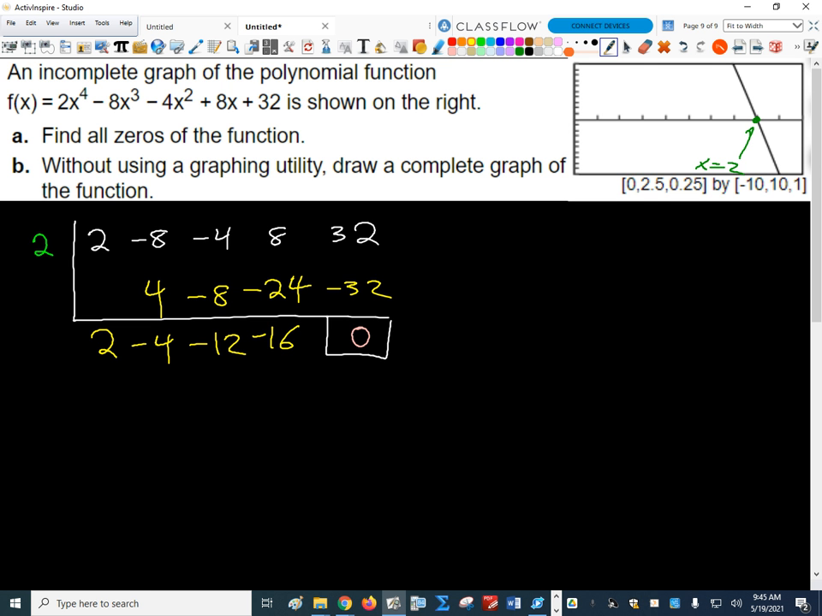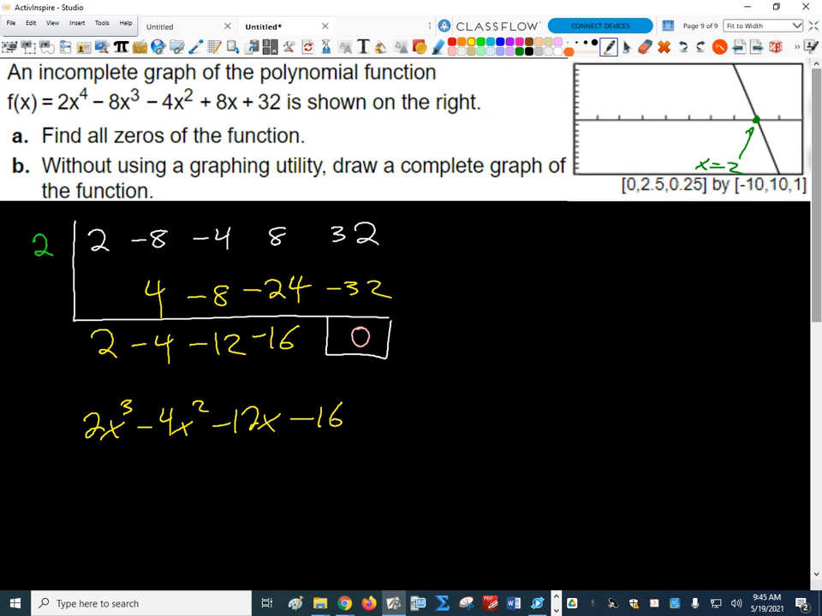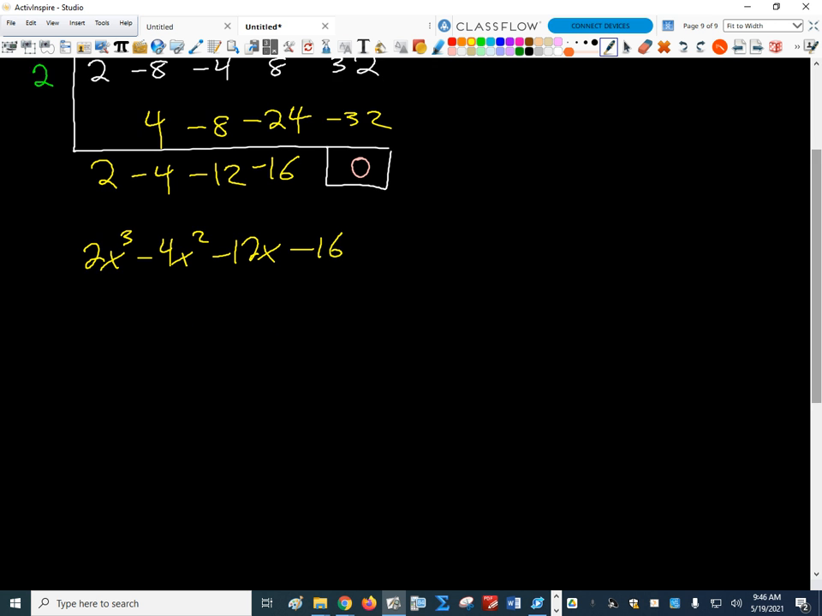Okay. So then we get the other polynomial. That's my constant, coefficient of x squared, x cubed, x to the 4th, x to the 5th, if they were there, right? So we're getting 2x cubed minus 4x squared minus 12x minus 16, right? And we're trying to find all the zeros, right? Okay. So now what?